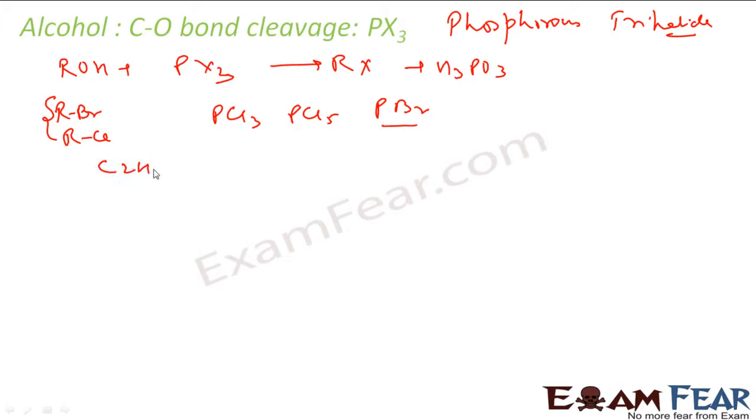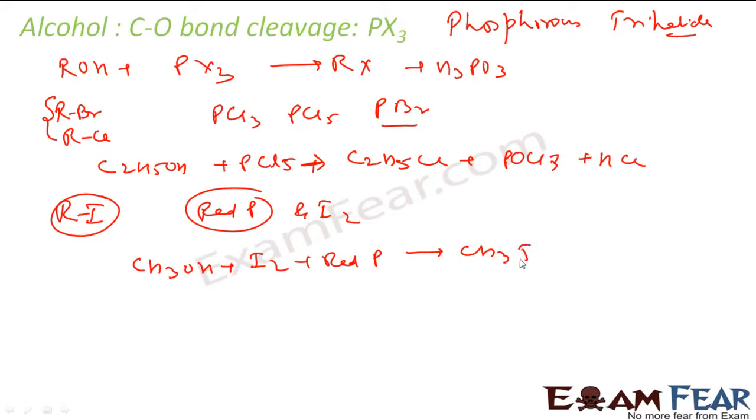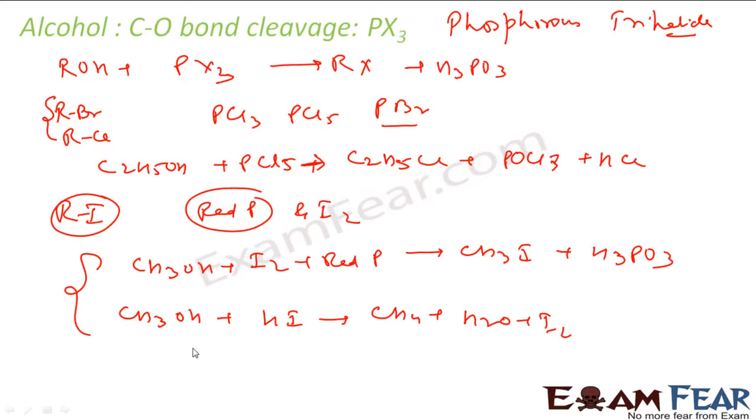For bromoalkane and chloroalkane, we react either with PCl3, PCl5, or PBr3. Example, I have C2H5OH, I react with PCl5, I get C2H5Cl plus POCl3 plus HCl. But for iodoalkane, we react with red phosphorus and iodine. For example, I have CH3OH plus iodine, we use red phosphorus, I get CH3I plus H3PO3. Why don't I use HI here? Because for example, I have CH3OH, if I use HI, this HI will reduce CH3OH to CH4. So that's why I don't use it. I think we have discussed these things in the haloalkane chapter, so I won't discuss much here.